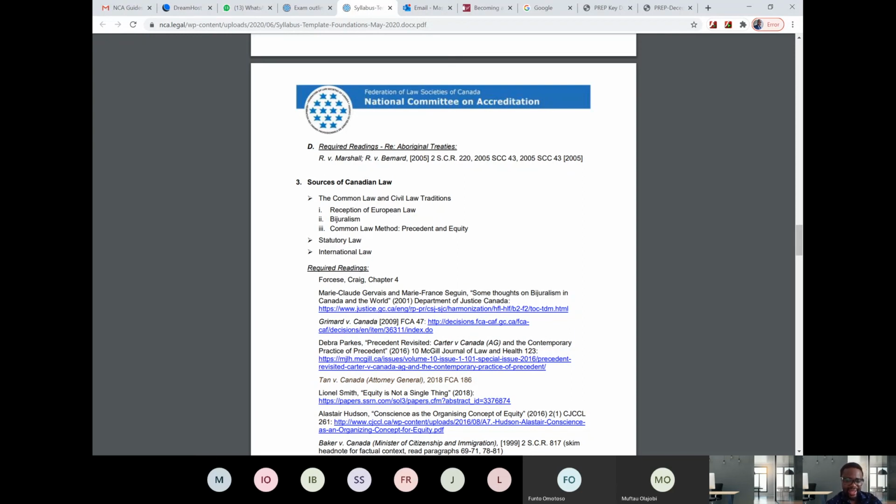I mentioned earlier how Canada is a mixed jurisdiction, so that's what bijuralism speaks to. What is bijuralism and how does it operate in the Canadian context, and what is the relationship between the civil law, which is operational in Quebec, and common law, which is operational in other provinces?